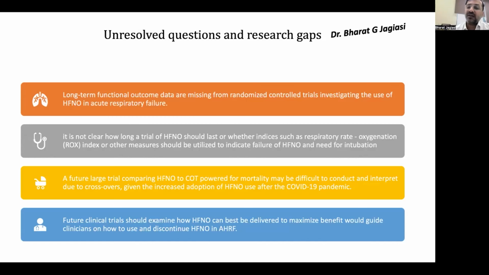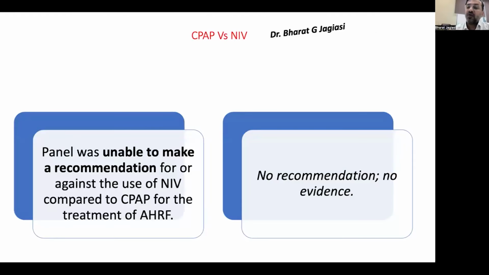We have measures like the ROX index or HACOR score, and we have to do it on an hourly or 2-hourly basis. And if in the next 3-4 hours the patient is improving, we'll continue with the existing therapy. And if the patient is not improving or is worsening, we might consider escalating the therapy and intubating that patient. Of course, when CPAP and NIV were also compared, the panel was unable to make a recommendation for or against the use of NIV compared to CPAP in the treatment of ARDS.